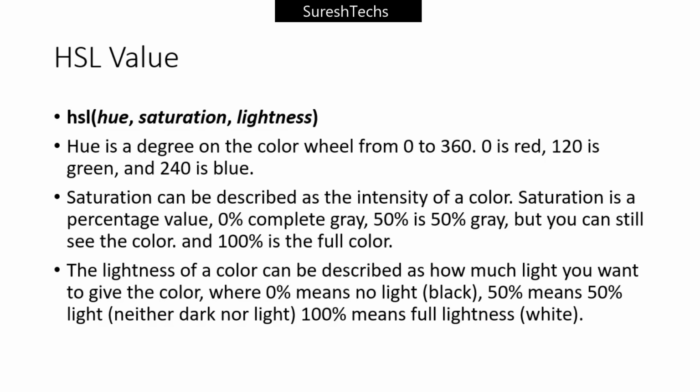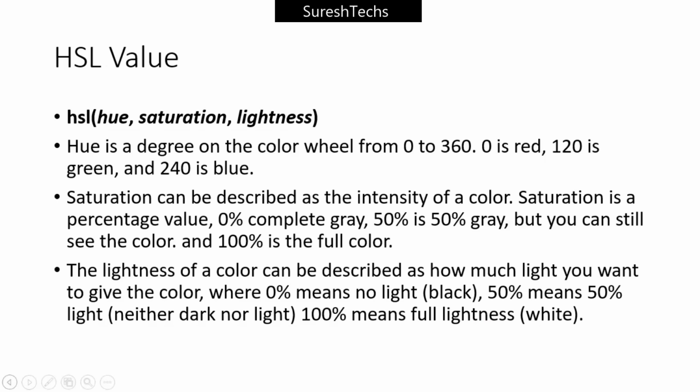And then the saturation is the intensity of the color, which will be represented using the percentage value. 0% basically says a complete gray, 50% says 50% of the gray, and 100% says full color. And the final parameter is the lightness. This is basically you are providing a light on top of a color. So 0% means no light, 50% means 50% of the light you are applying, which is neither dark nor light, and 100% means you are giving full light, which is basically the white. So this is how you use an HSL.